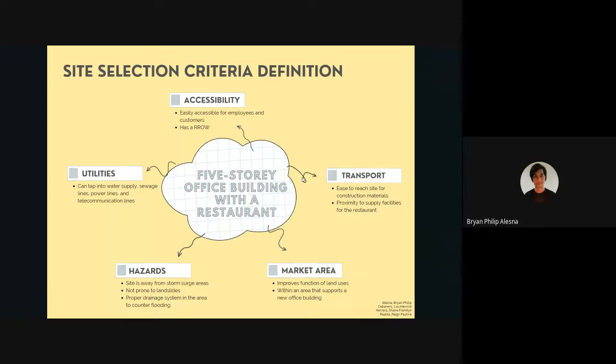Next is hazards. The site should be away from hazards such as storm surges, not prone to landslides, with a proper drainage system in the area to counter flooding. Next is market area, which improves function of land uses and is within an area that supports a new office building. And finally, we have transport, so we're looking at the ease of reaching the site for construction materials, as well as proximity to supply facilities for the restaurant. We'll clarify these in our actual site selection criteria. So next slide, please.